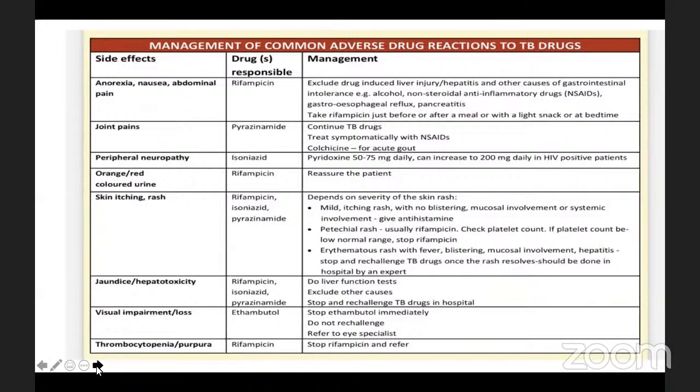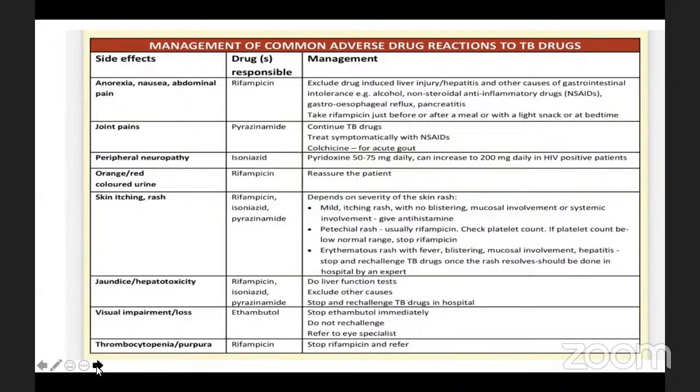So with rifampicin, the side effects can be anorexia, nausea, and abdominal pain as well. The most important thing is to look out for red flags if a patient comes in complaining of anorexia, nausea, and abdominal pain. So you need to exclude drug-induced liver injury, hepatitis, and other causes of GIT intolerance. Is the patient drinking alcohol, or chronically on NSAIDs as well? And also you need to exclude things such as esophageal reflux and also pancreatitis.